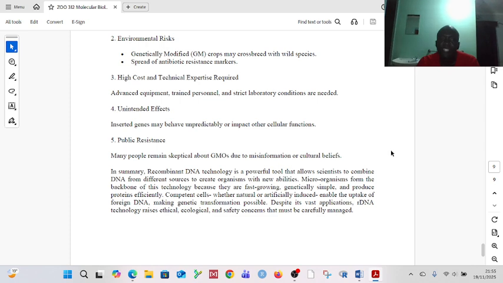For recombinant DNA technology to happen, we need cells that are competent. Cells can be competent naturally, or that competence can be artificially induced. For them to be competent, it means they are able to take foreign DNA. Once the cells have taken up foreign DNA, then they end up being genetically transformed.